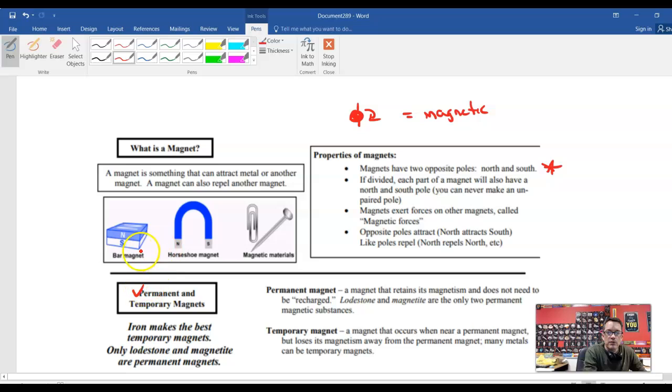Magnets can be permanent, like a bar magnet or horseshoe magnet. They can also be temporary, and those would be like an electromagnet, something that we would have to hook up electricity to in order to use it to attract things.